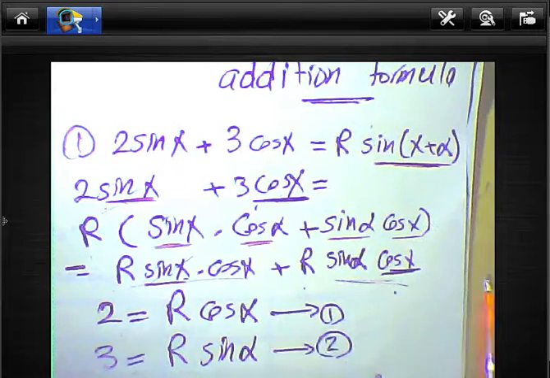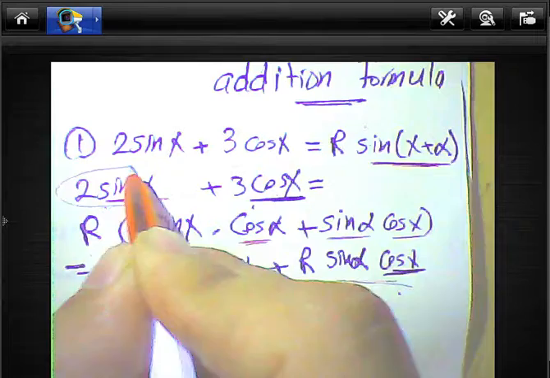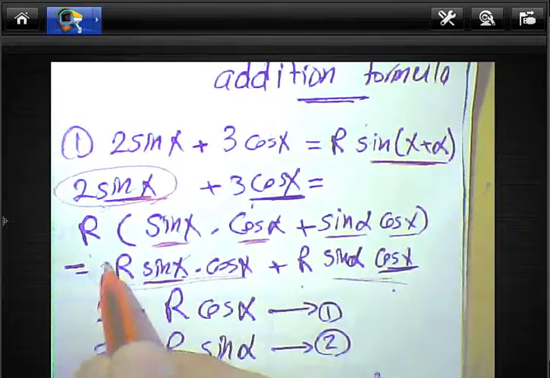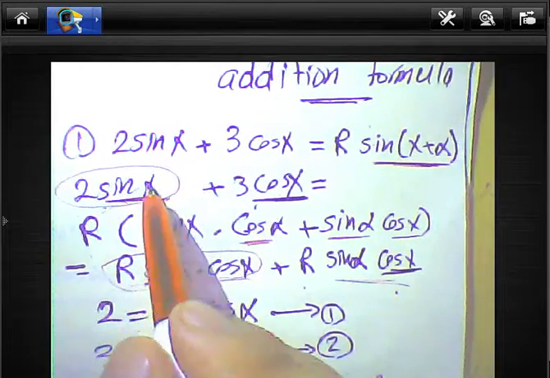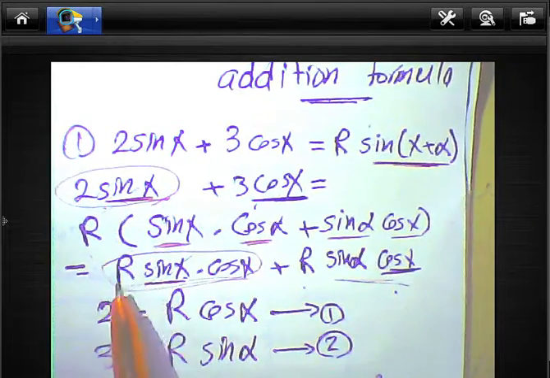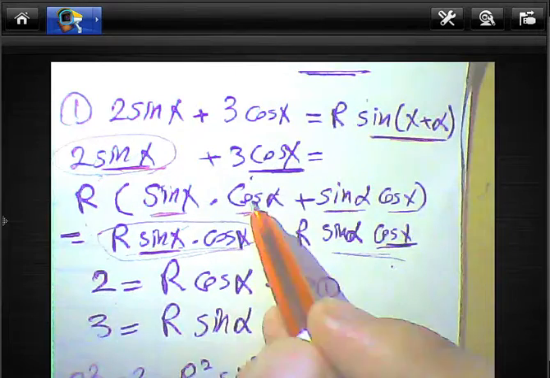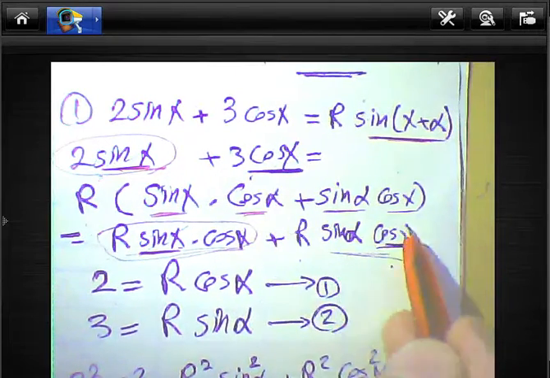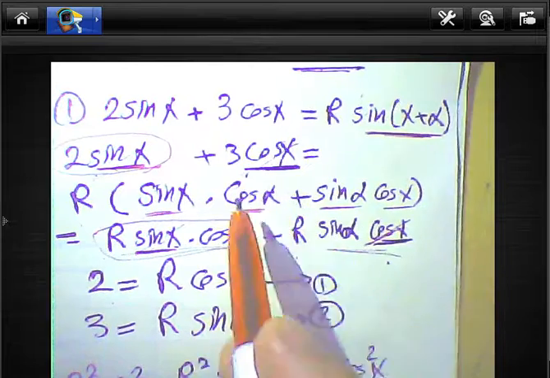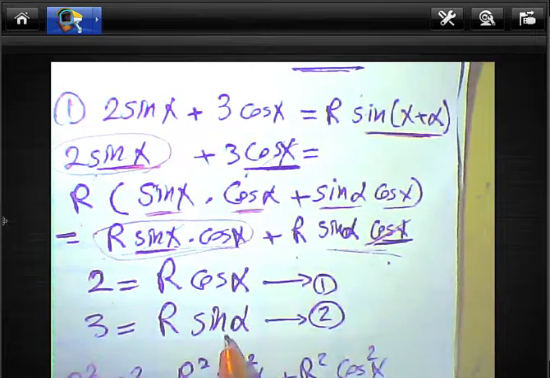First look at here: 2 sine x equals r cosine alpha sine x. We can cancel sine x with sine x, so 2 equals r cosine alpha. And here 3 cosine x, we can cancel cosine x with cosine x, so 3 equals r sine alpha.